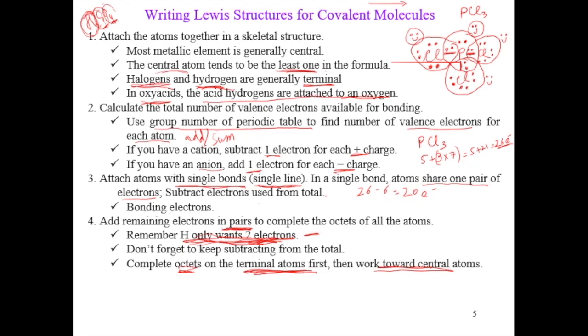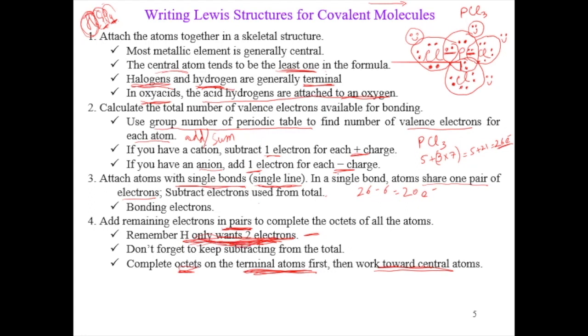Unless octet is completed for each of the atoms, you cannot end your Lewis structure. That is not your complete Lewis structure. Okay, this is the Lewis structure for PCl3. Remember, hydrogen always only wants 2 electrons.